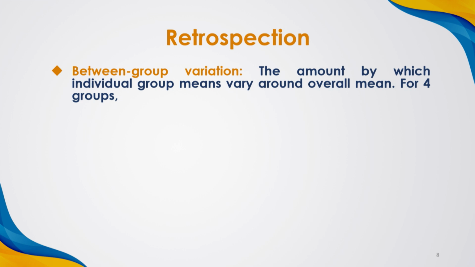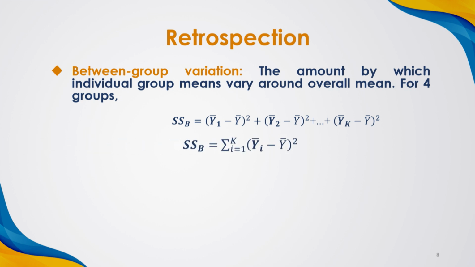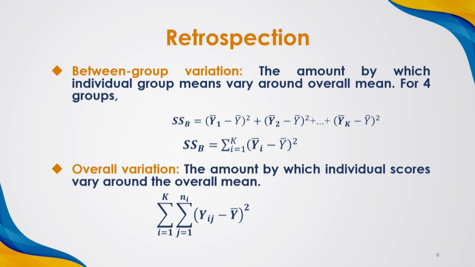Similarly, between group variation is the amount by which individual group means vary around the overall mean. For k groups, we have SSB, which is represented in the equation. The overall variation is the amount by which individual scores vary around the overall mean, and again the expression is given there.